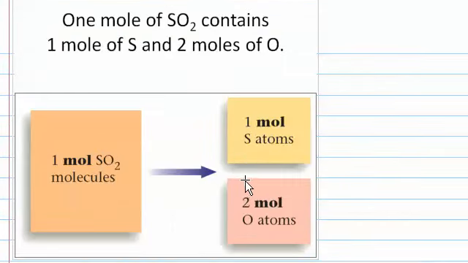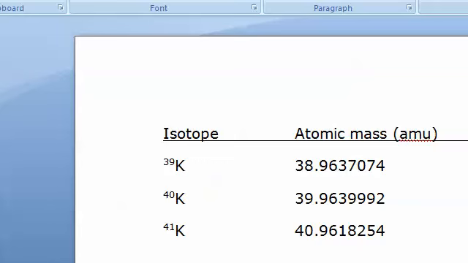And this is going to hold true for any compound. If we have the formula of that compound and we have a periodic table, we can very easily calculate the molar mass, the mass of a single mole. Okay, so let's take sulfur dioxide as an example. In 1 molecule of sulfur dioxide, we have 1 sulfur atom and 2 oxygen atoms. So in 1 mole of sulfur dioxide, we have 1 mole of sulfur atoms, that is Avogadro's number, and 2 moles of oxygen atoms.